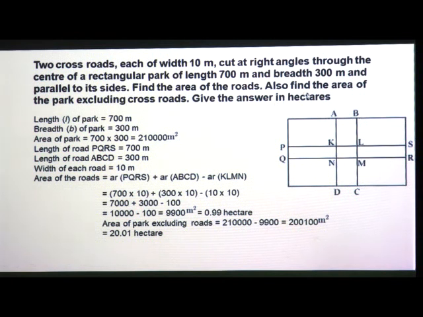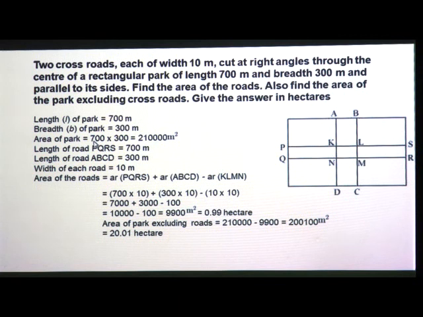What is the question? Find the area of the park excluding the crossroads. Excluding means we do not consider them; including means we consider them. So, we have to exclude these crossroads and find the area that is left over. Length is given in the question as 700 meter, and the breadth of the park is 300 meter.